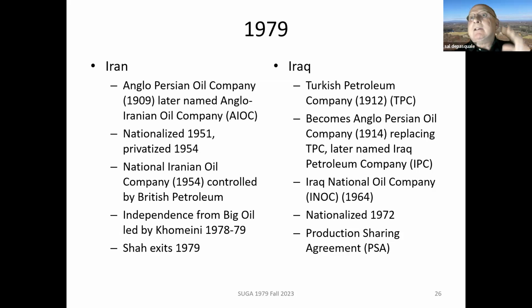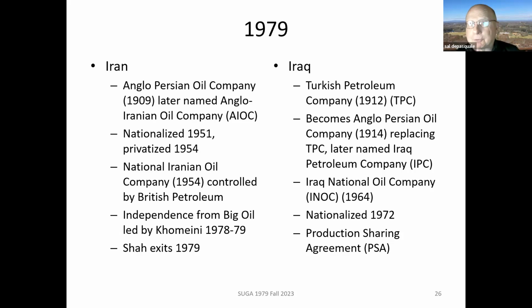In 1951, after trying to renegotiate with the oil companies, Iran nationalizes their assets to throw the oil companies out, but the blowback results in it being privatized within 3 years. We then get the National Iranian Oil Company, which is controlled by British Petroleum. There's then a sentiment for independence from big oil, and conflicts between them ultimately erupt in a revolution in 1978-79, and the Shah of Iran is kicked out, leading to the current government that we have today.